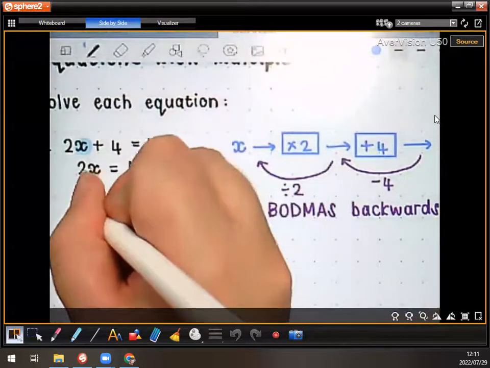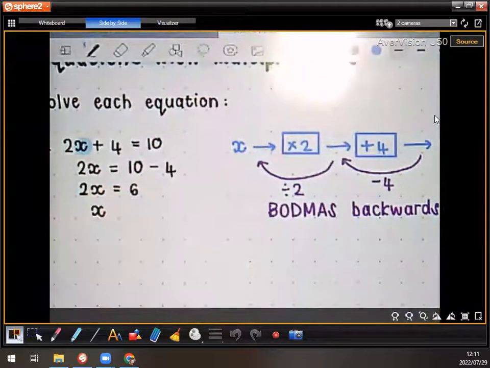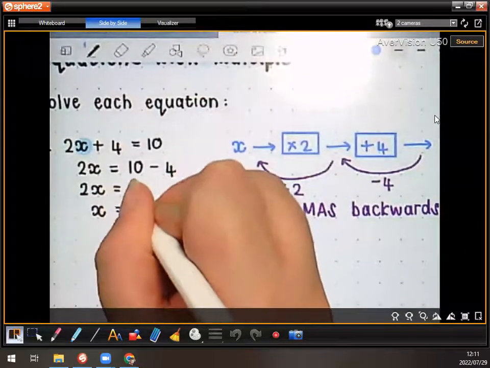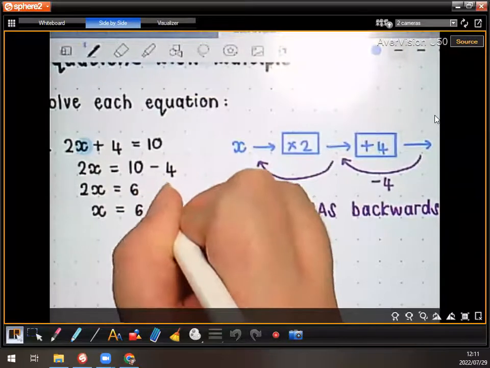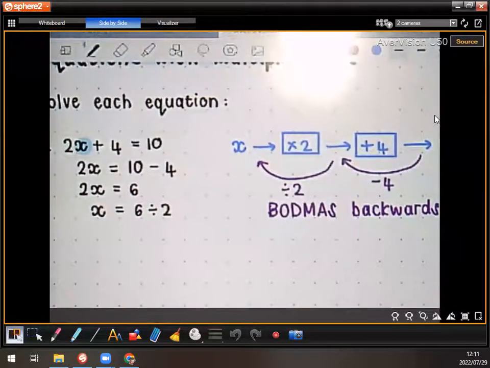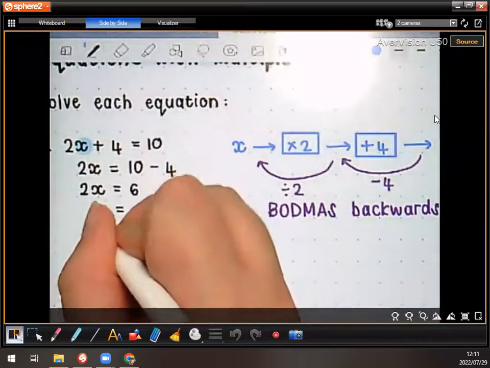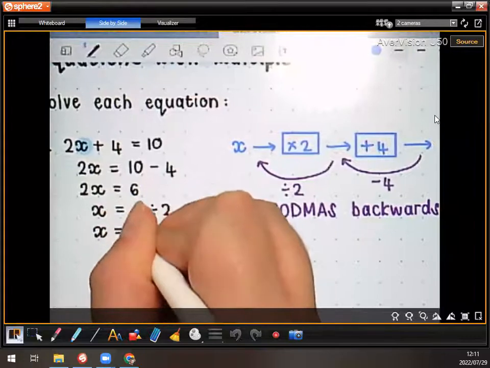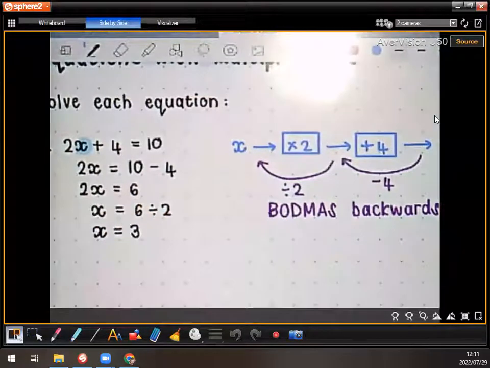Dividing by 2. So now we're going to say, okay, when you divide by that 2, we're just going to be left with x. This is going to be 6 divided by 2. You can write it as 6 over 2 if you want to. So what is my x value? What's 6 divided by 2? 3.